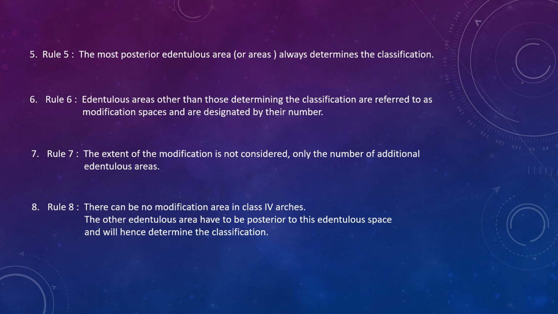Any other edentulous area will be posterior to it. According to rule number 5, the most posterior area will determine the classification. So, if any posterior edentulous area is present, then it will no longer be Class 4. So, if it is a Class 4 classification, then there won't be any modification spaces.